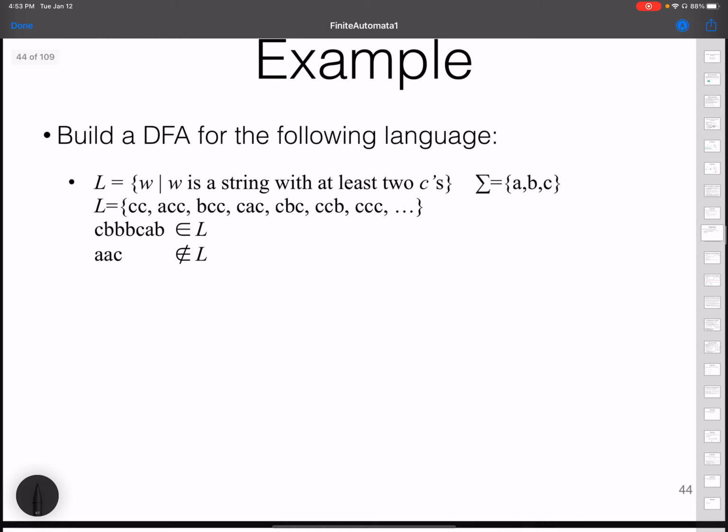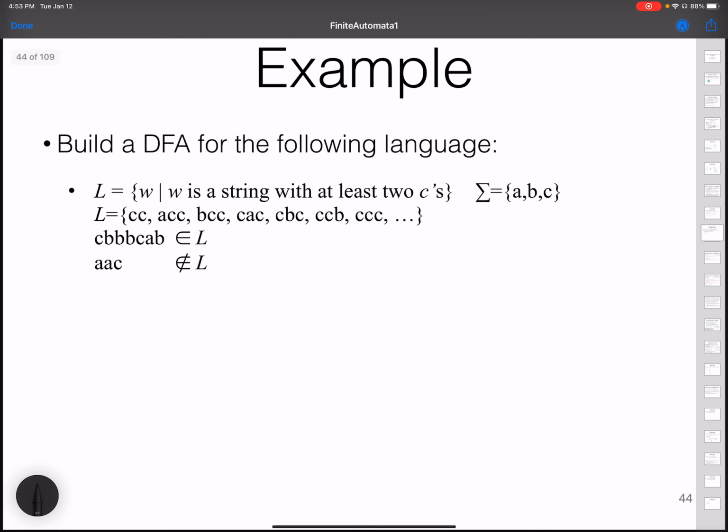And the final example for this part of the lecture, I'm going to create a DFA. This is slightly different, I have used a different alphabet to show you that we don't always use a binary alphabet. In this case the alphabet has 3 symbols, A, B, C. I wanted to create a DFA that accepts all the strings with at least 2 C's.